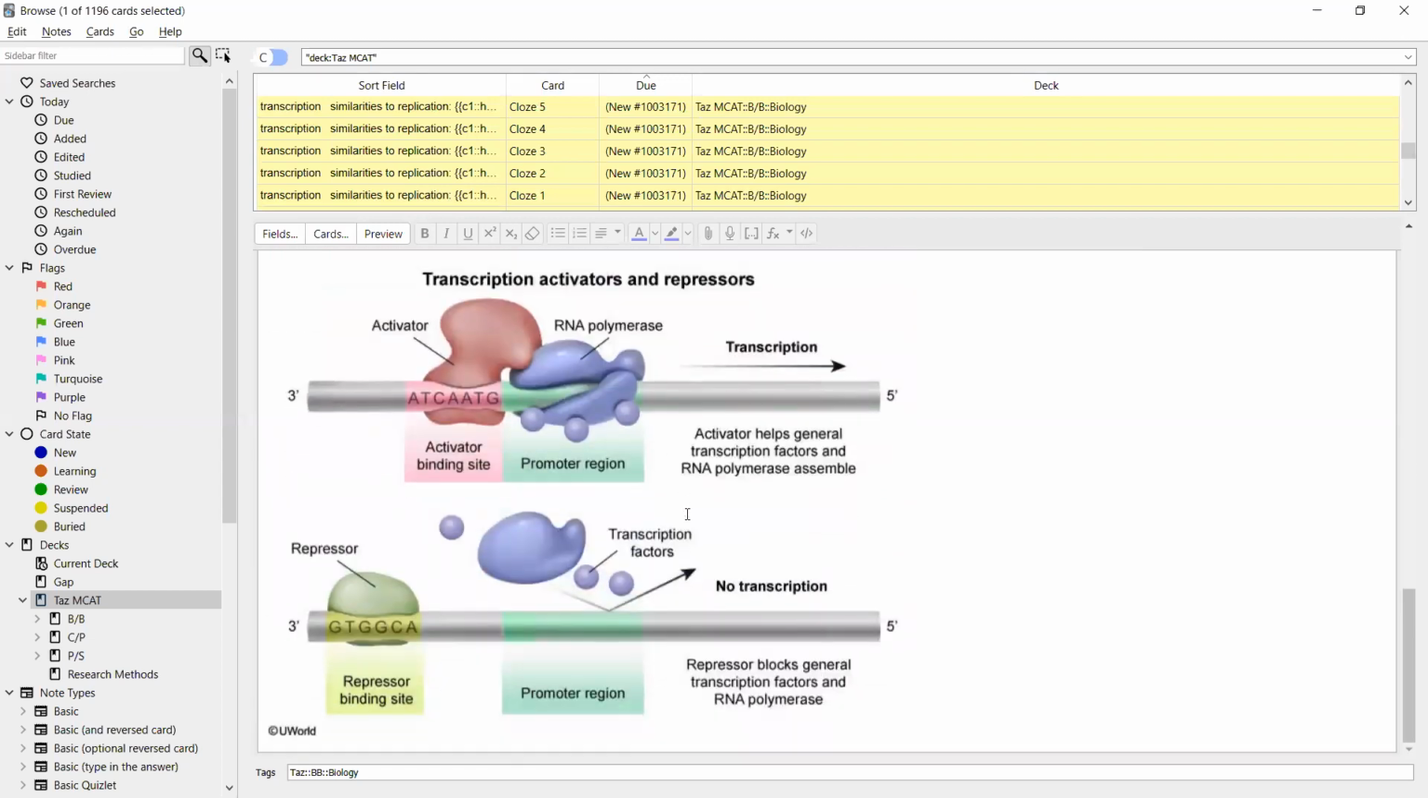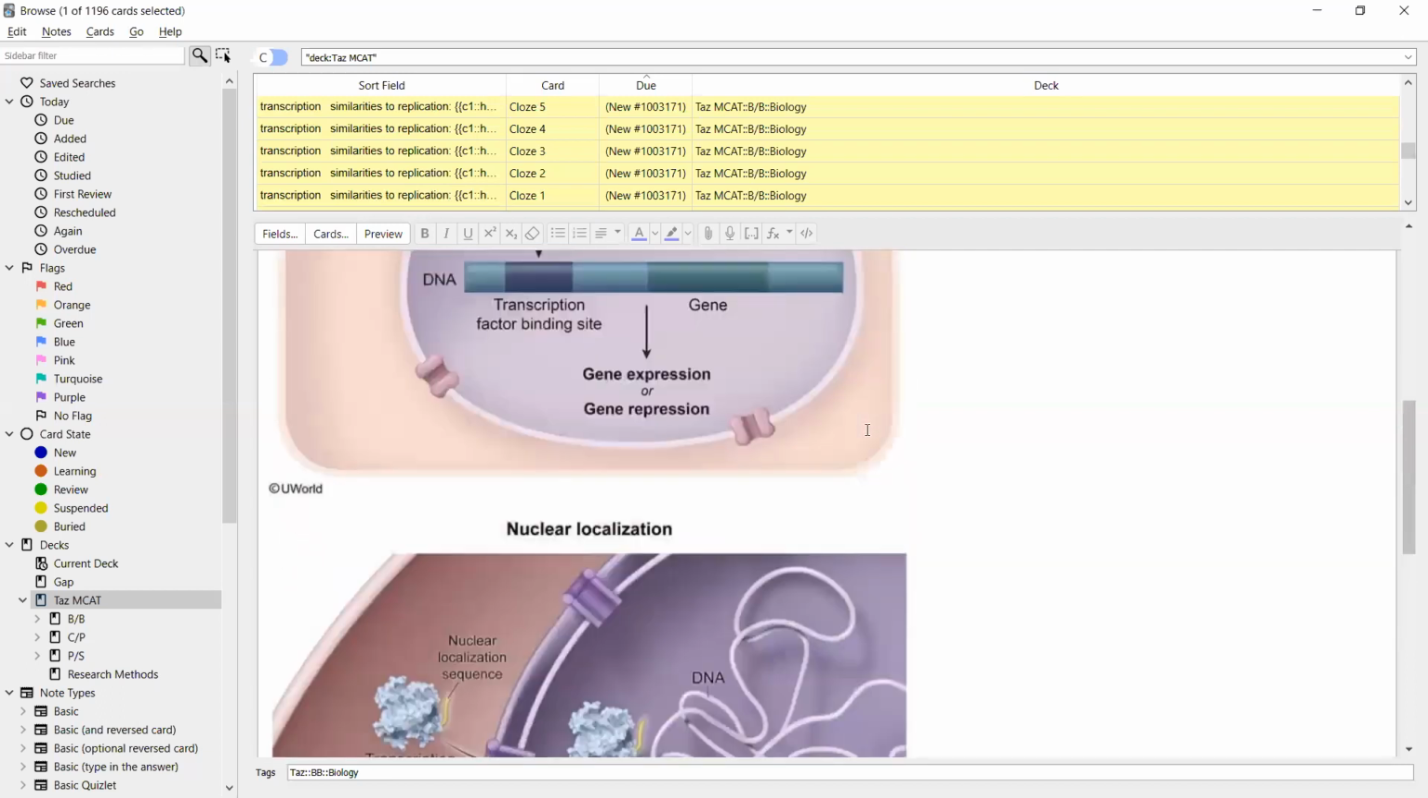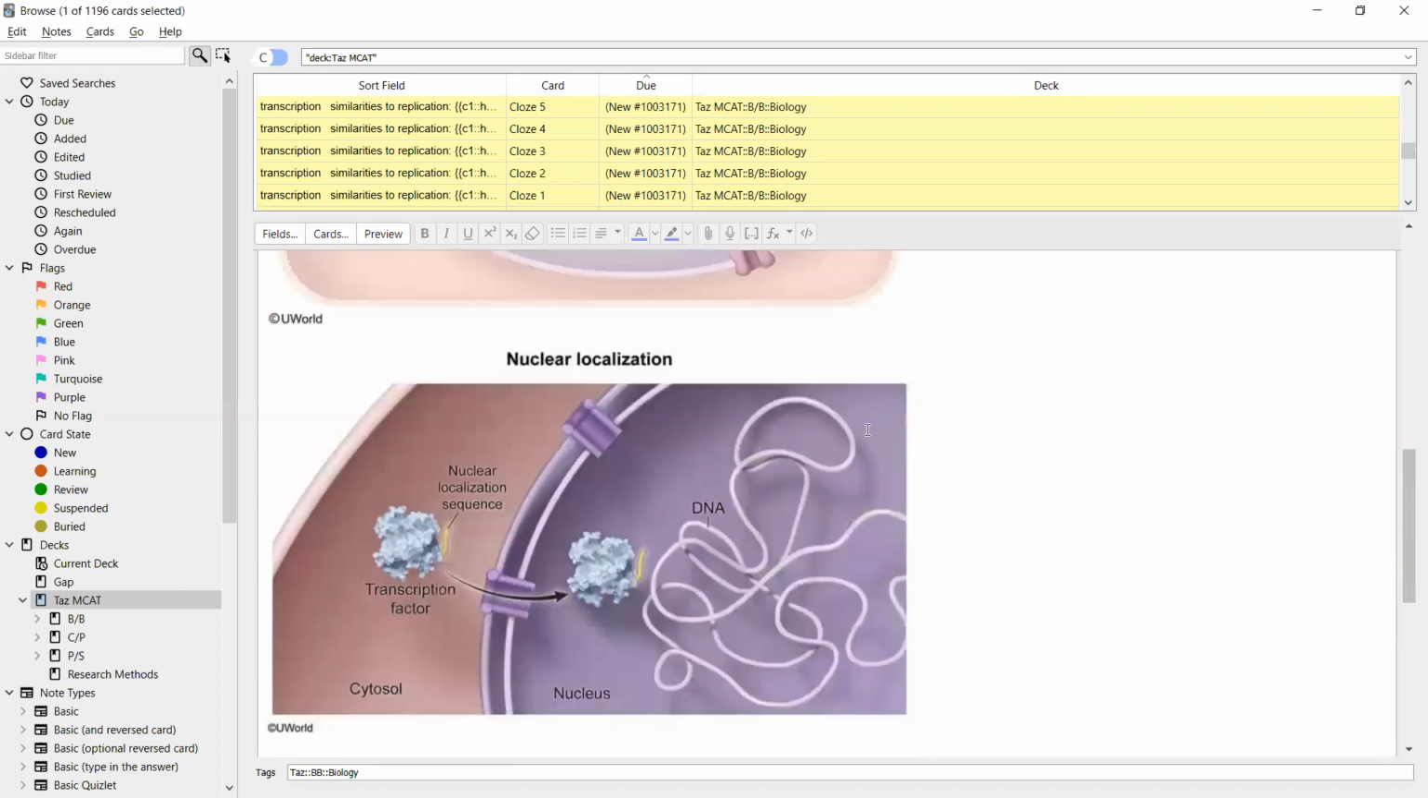And activators and repressors. Okay, this is just another layer, right? We have transcription factors, but if there's a repressor binding it, then the transcription factors won't have an effect. And if we have an activator, then it's going to encourage transcription factors and polymerases to come and start transcribing. So basically, there's just various different ways to regulate our gene expression.